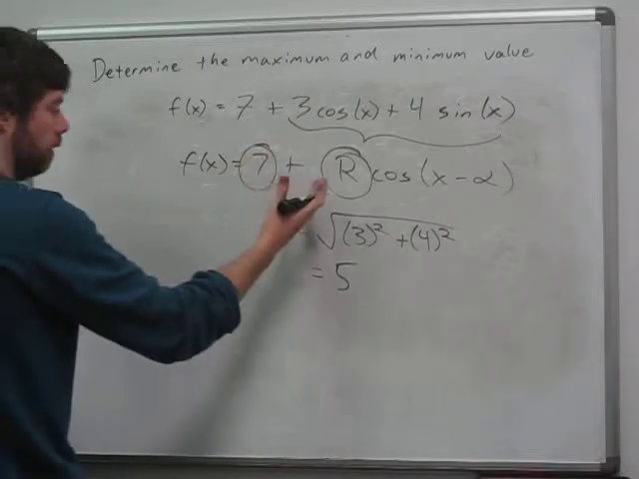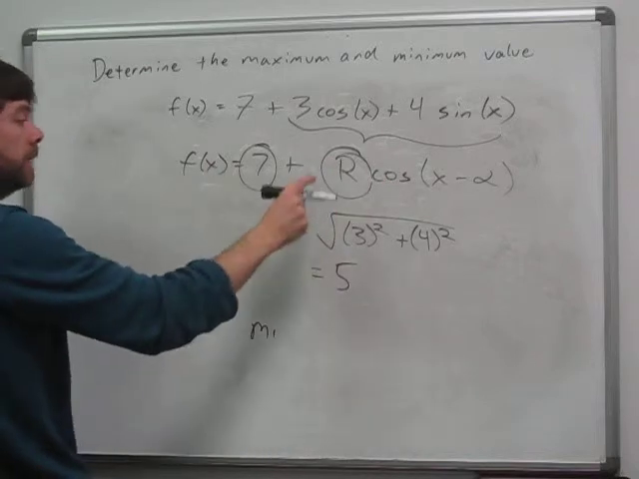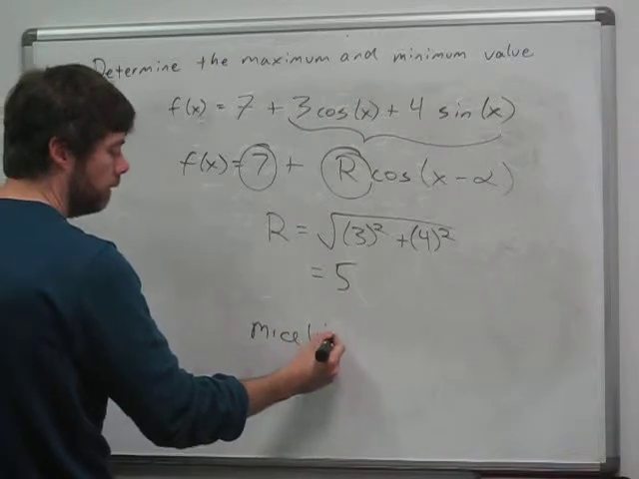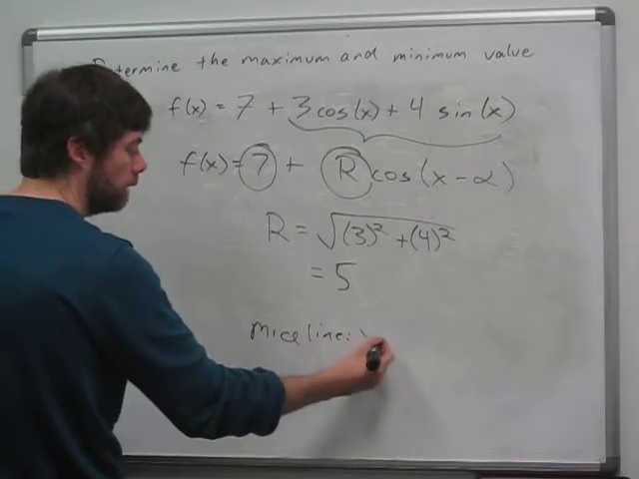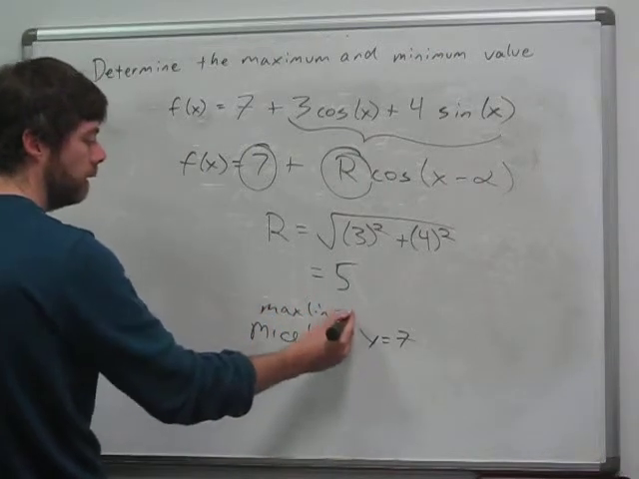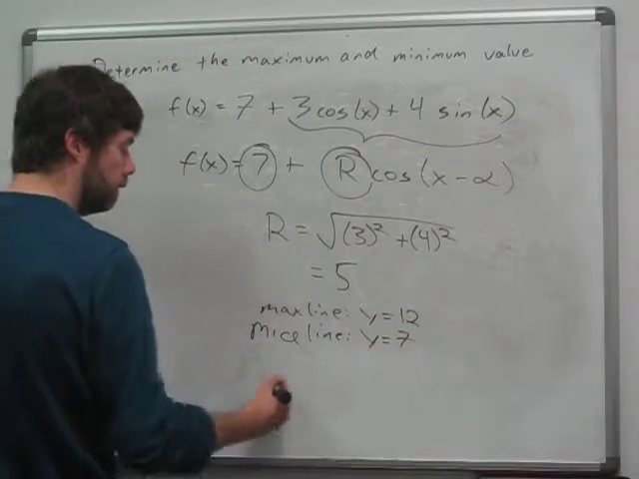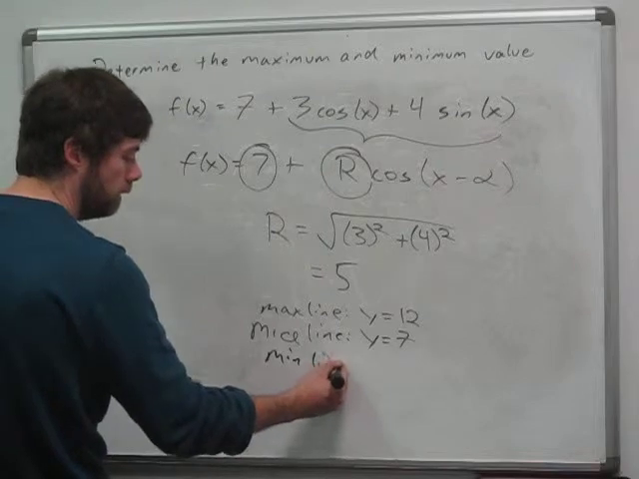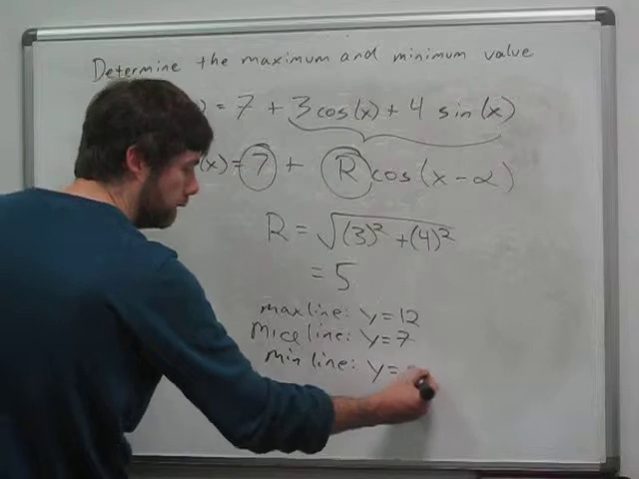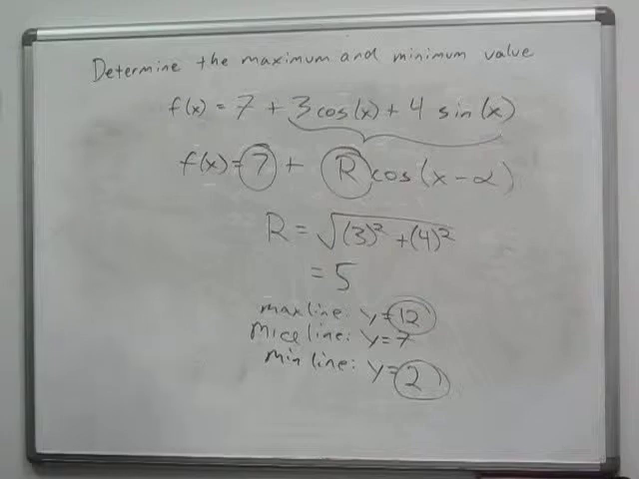Right? So whatever this harmonic form is, we don't really need to know. We just need to know the amplitude to find maxes and mins. The midline is going to be y equal to 7. The max line is going to be 5 units up from that, so it's going to be y equal to 12. The minimum line is going to be 5 units down from my midline, y equal to 2. So the maximum value is 12. The minimum value is 2.